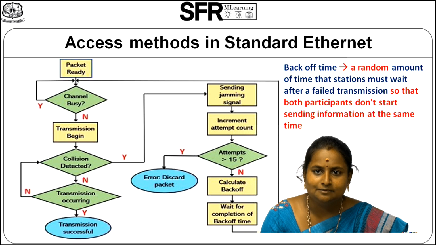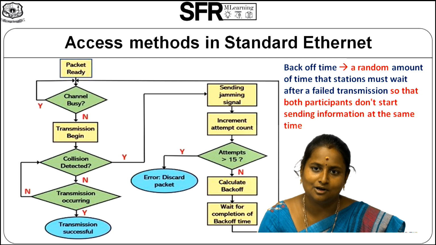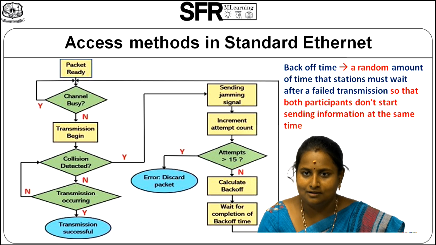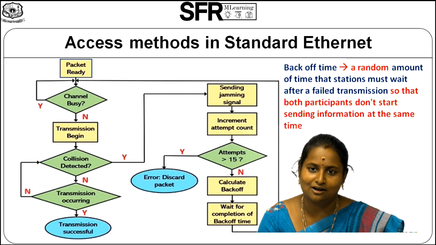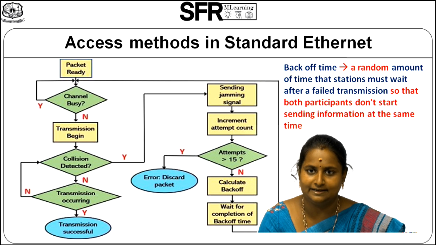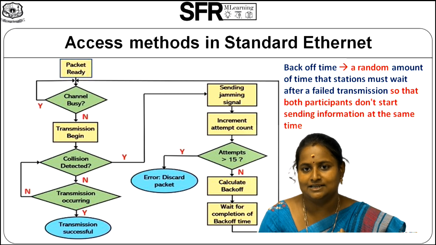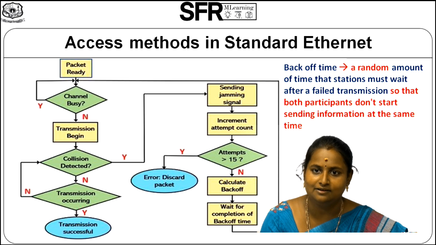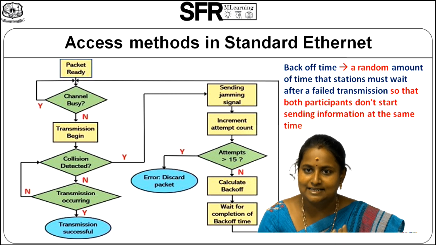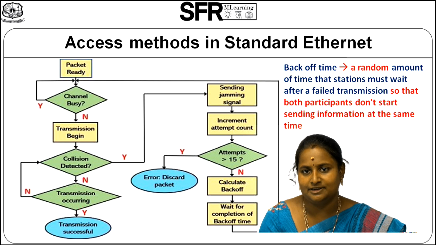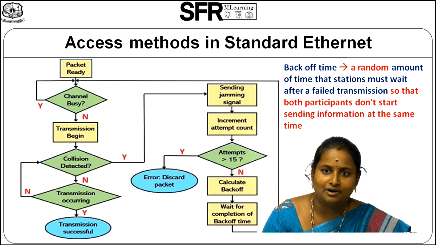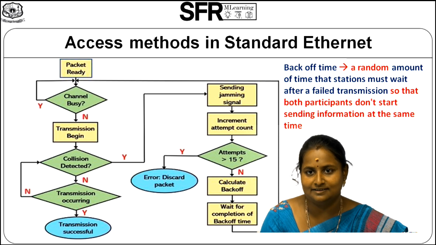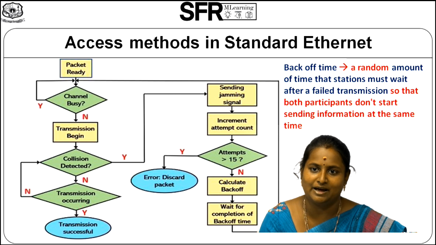On the other side, for each jamming signal, an attempt count will be recorded. If the attempt count is not greater than 15, then a back off time will be calculated. Back off time means waiting time: for how much time the sender must wait before retransmission of the frame. If the back off time expires, the sender can retransmit the frame, otherwise it must wait. This is used so that both participants don't start the transmission at the same time. For that purpose, this back off time is used.